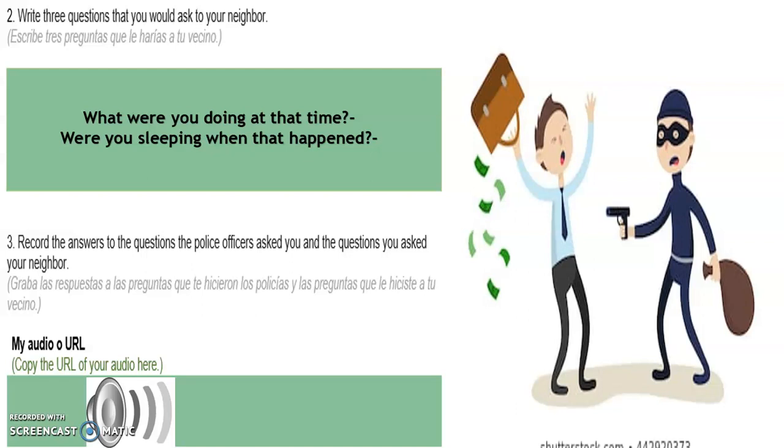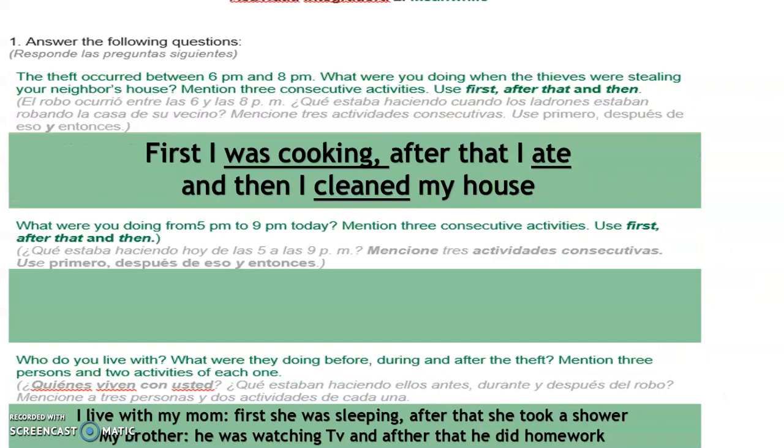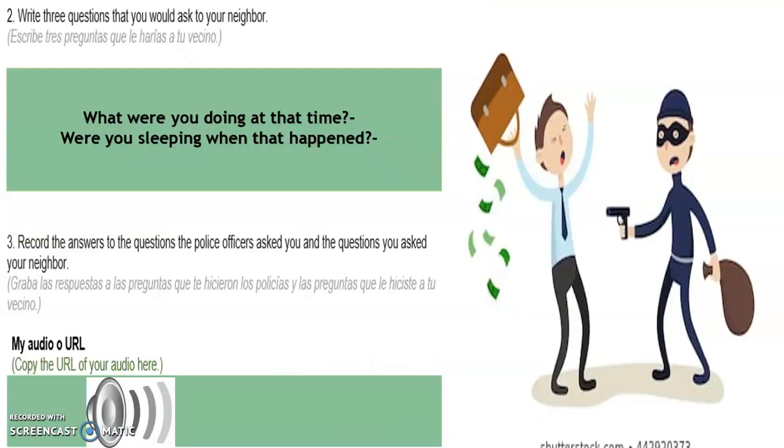Then you're going to record the answers to the questions of the police and the questions you ask to your neighbors. Tienes que grabarme prácticamente todo. If you want, you can just record the question and the answer, not the instructions.